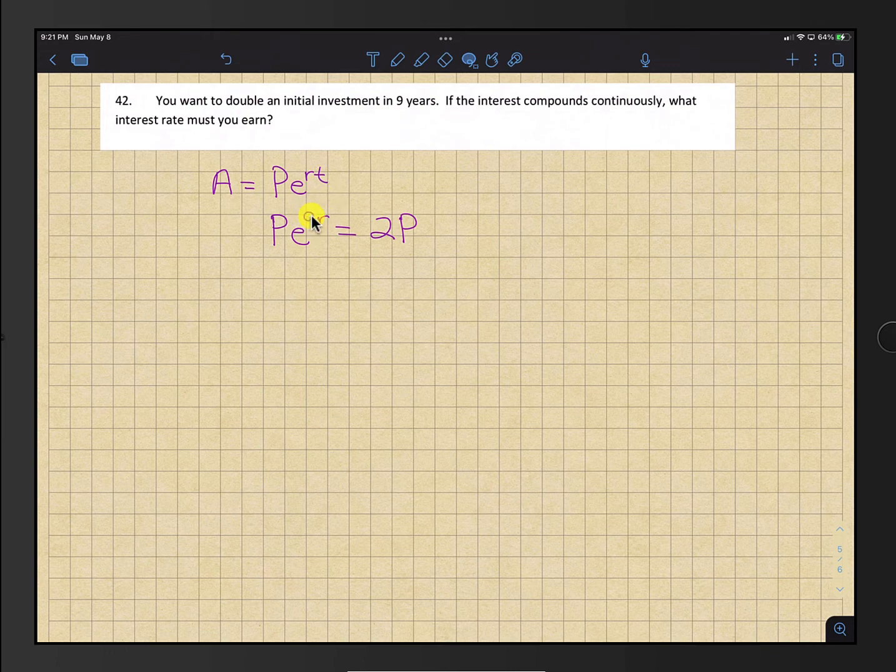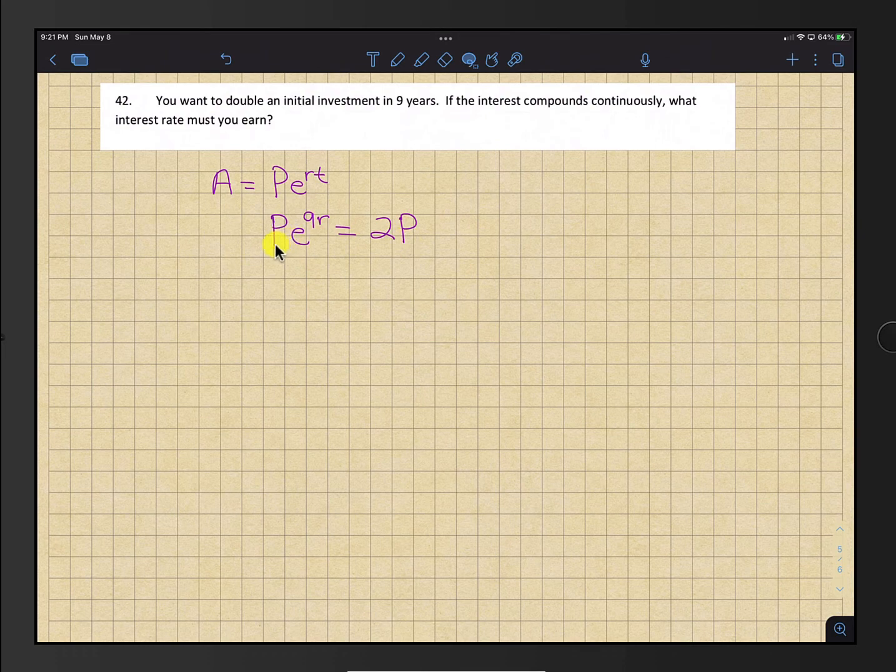So that exponent is just going to become 9 times R. And the amount will double from P to 2 times P. So again, we don't need to know what P is. We don't need to know what we're starting with. We just need to know that it's doubling in 9 years. So the amount we end up with is 2 times P.